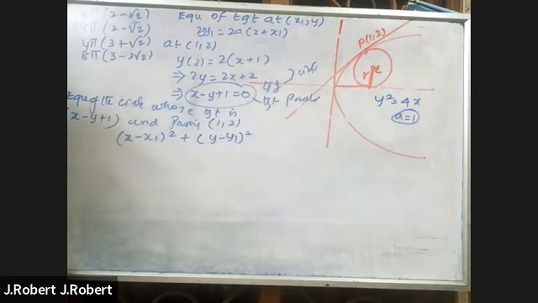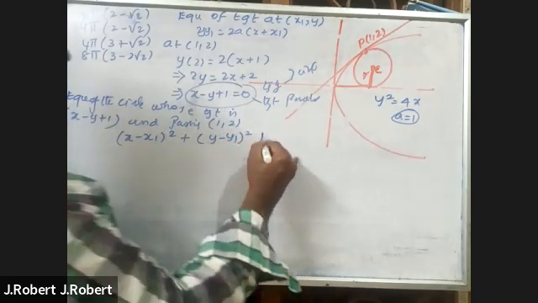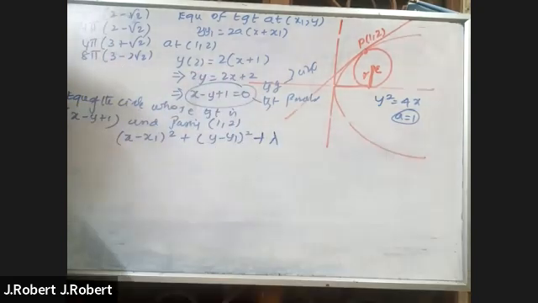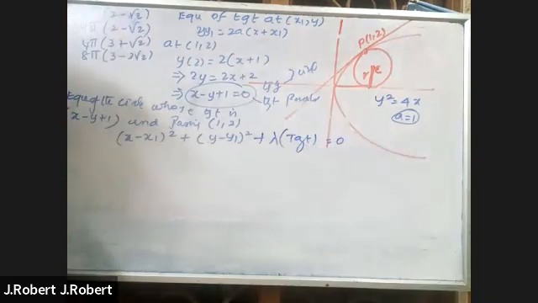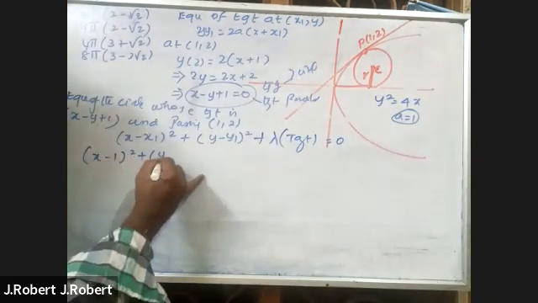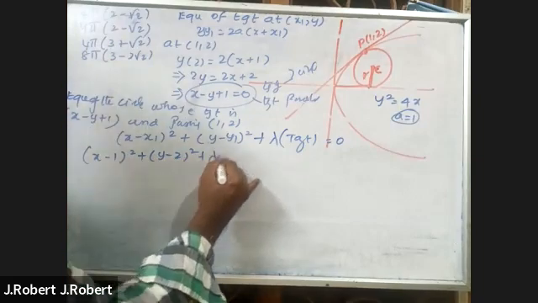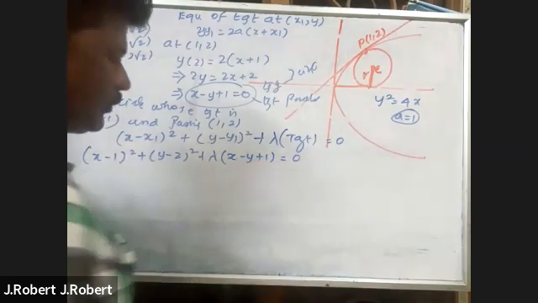If the tangent is given and the point is given, please note this down. Equation of the circle: the tangent is given and it passes through the point. (x minus x1) the whole square plus (y minus y1) the whole square, plus some scalar lambda times the tangent equals 0. So we have (x minus 1) the whole square plus (y minus 2) the whole square plus lambda into the tangent (x minus y plus 1) equals 0.